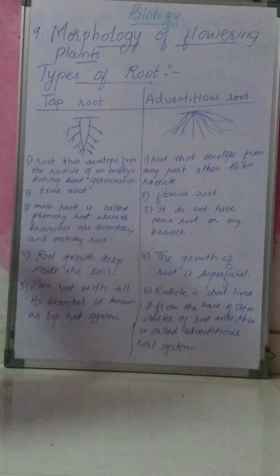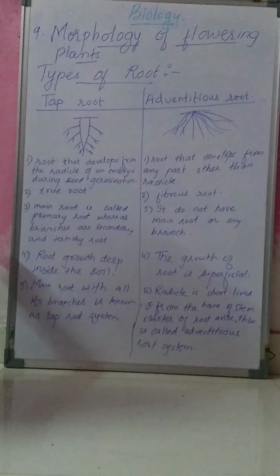Next is types of root. Roots are of two types on the basis of their origin. How the roots get originated, on that basis roots are of two types. One is taproot and the other one is adventitious root.